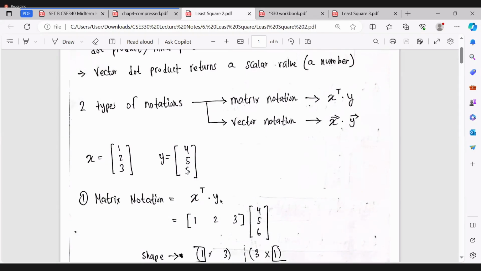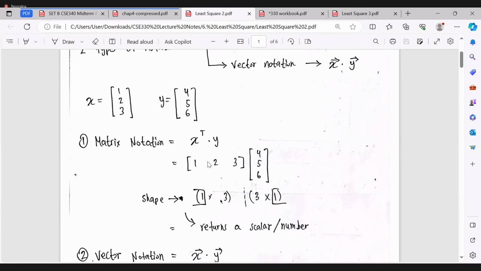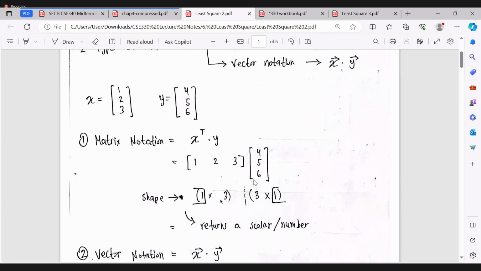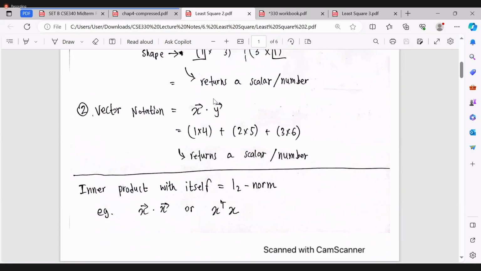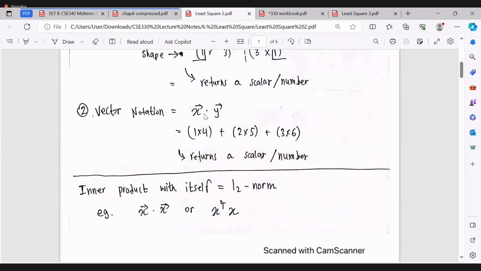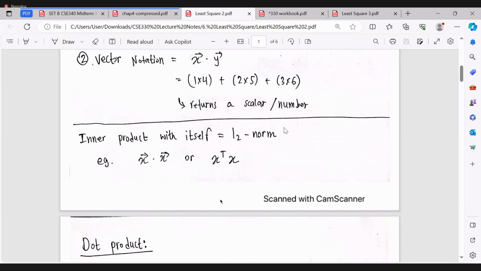You will first transpose the x and then multiply it with y, and then you can get this 1 into 4, 2 into 5, and 3 into 6. Also, it looks something like this in vector notation, right? This is one vector, this is another, and you can multiply all the components and add them up together to get the scalar number or the scalar product. Does it make sense?